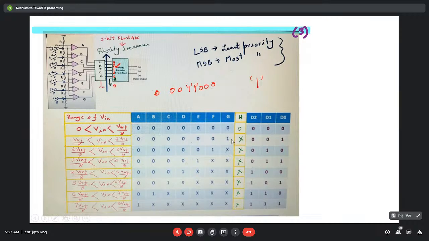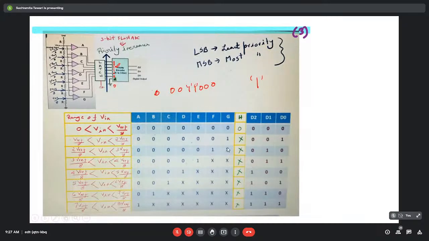So here for this particular combination, it is the 1th bit or first bit. So the corresponding digital signal will be 0, 0, 1. Similarly, when V in is greater than 2V reference by 8, these two, G and F, will be 1, 1, but E will be 0. So here now, F is becoming 1.